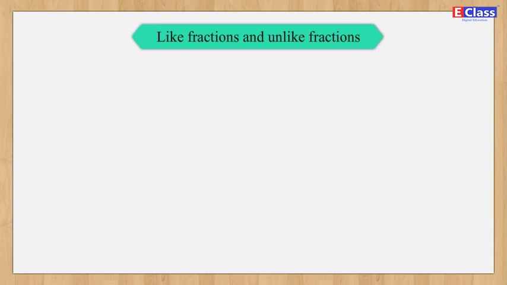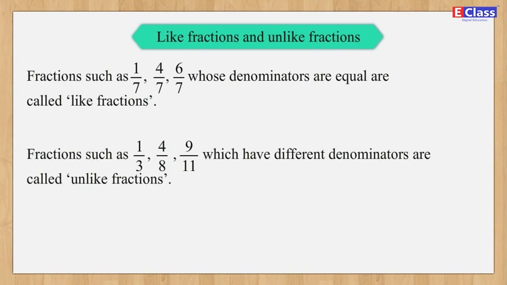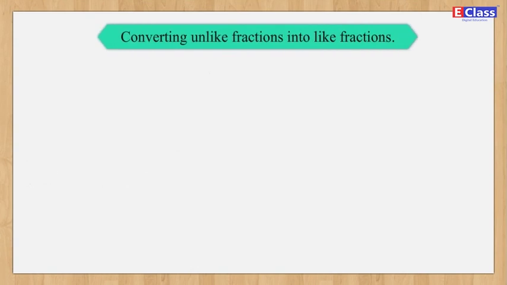Like fractions and unlike fractions. Fractions such as 1 upon 7, 4 upon 7, 6 upon 7, whose denominators are equal, are called like fractions. Fractions such as 1 upon 3, 4 upon 8, 9 upon 11, which have different denominators, are called unlike fractions. Converting unlike fractions into like fractions.